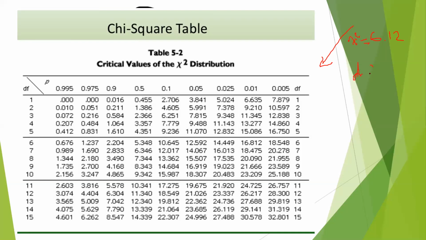The degree of freedom equals 5, right? In this table, this column represents the number of degrees of freedom. Since we have degree of freedom equals 5, we only need to look at this row. On this row, there are many numbers. So what numbers do we need to use?